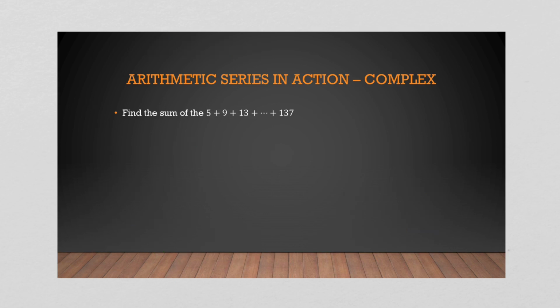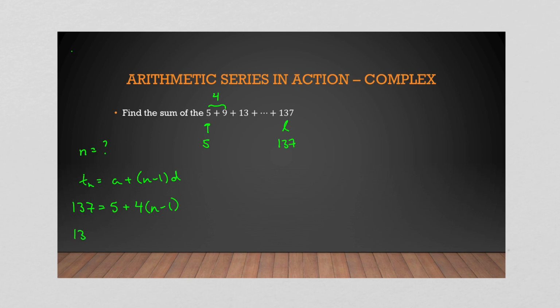So let's do one more. Similar scenario. We know A is 5. We can tell that D is 4, and we know that L is 137. But again, we just don't know N. So Tn equals A plus n minus 1 times D. The nth term, which is 137, is equal to 5 plus, I'm just going to rearrange the D and the n minus 1 right now, 4 times n minus 1.